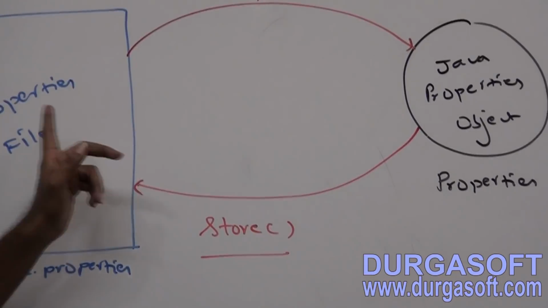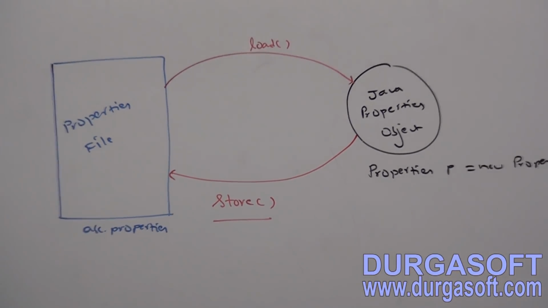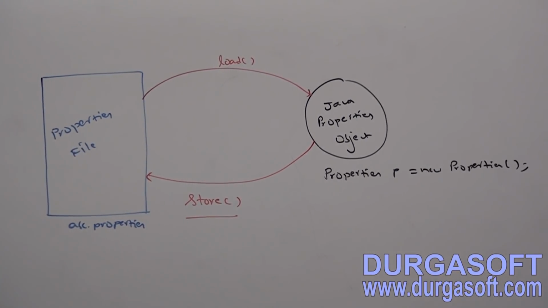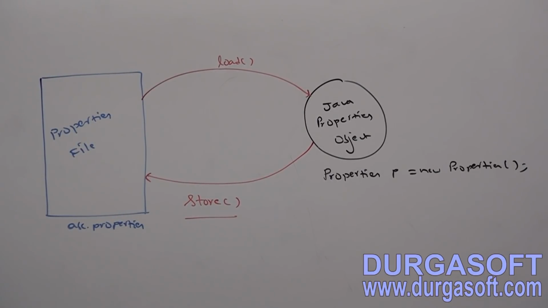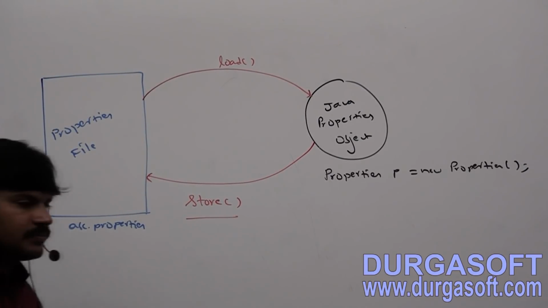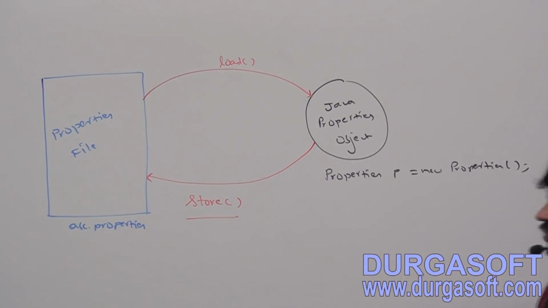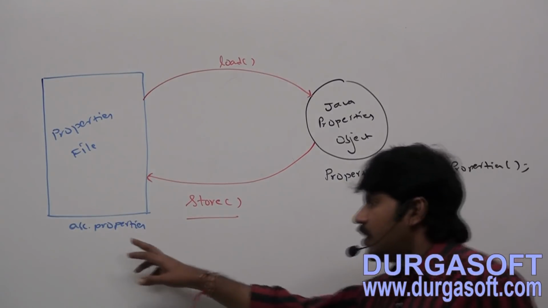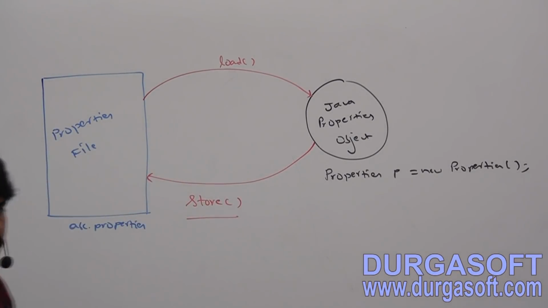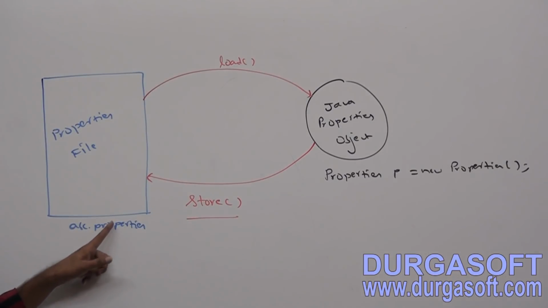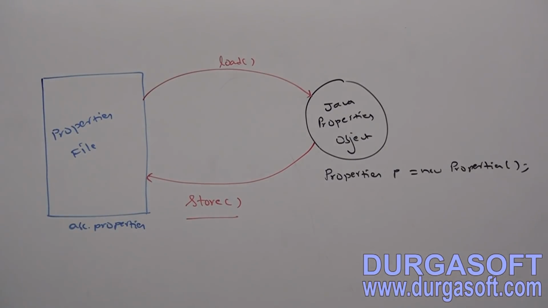Now better to take this diagram also. Take clearly. Properties file abc.properties, so the extension of the file is .properties. It is a convention, that's all. If I don't want abc.properties and I want abc.xml, no problem at all, acceptable.